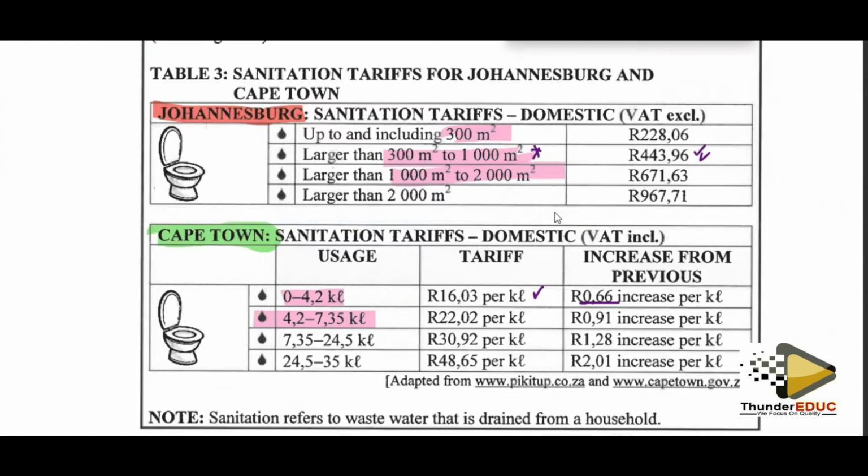But what are we going to do now? Since Johannesburg excludes VAT, we just pick this and multiply by 1.15, so we include VAT. So for Johannesburg, it will be the amount I've just showed you, which is 443 rands 90. Since it has no VAT, we need to include VAT. How do we include VAT? We multiply by 1.15. So here the price became 510 rands 55. All right. That's Johannesburg.